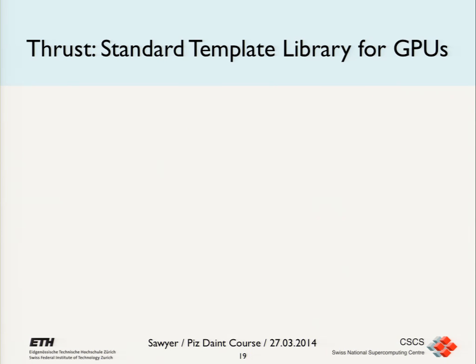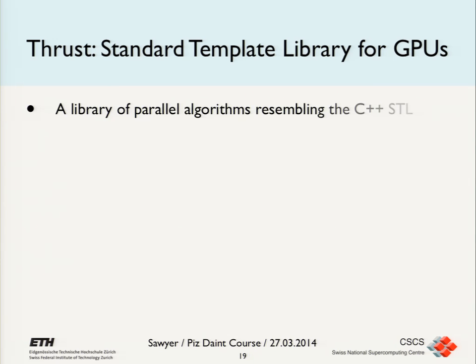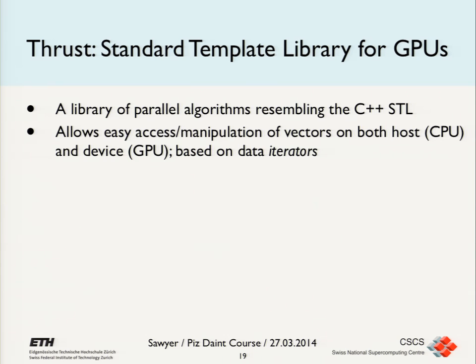Okay, so now we get into more the realm of sparse problems and some non-numerical or semi-numerical problems. There's a library called Thrust available, and the idea behind it is to try to extend the C++ standard template library for GPUs in a sensible way. So to try to mirror the STL on the GPU and give easy access essentially to vectors on both the CPU and the GPU.